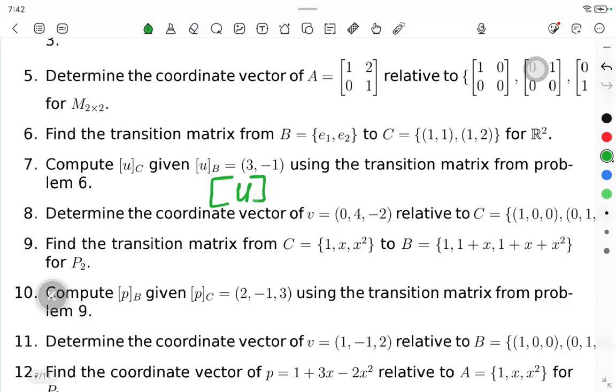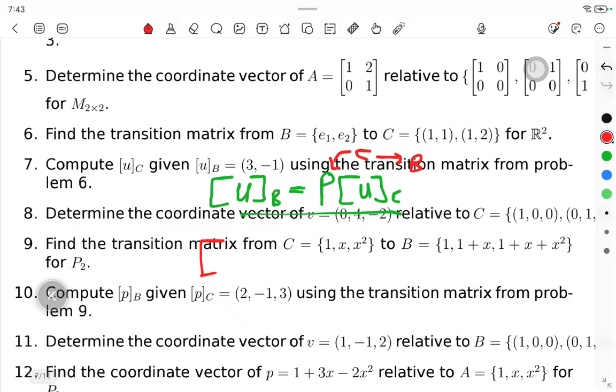We have that UB is equal to P UC. Do you agree with me here? This is the original formula we have, and we know that it's from C to B. We agree right now.